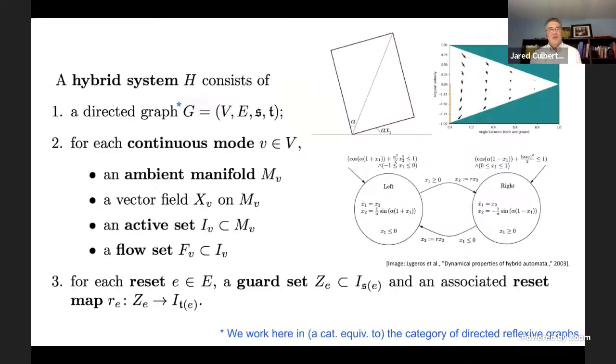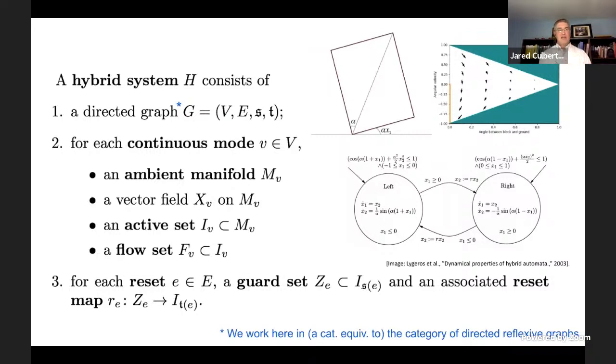So let's get more concrete about this. What is a hybrid system for us? A hybrid system has an underlying directed graph, and for us we're working in the category, at least one equivalent to the category of directed reflexive graphs. You can either think about that as there being a distinguished edge at every vertex of the graph, or you could think about it as being okay in the morphisms to map edges to nodes as well. Either one of those are equivalent ways of thinking about that.